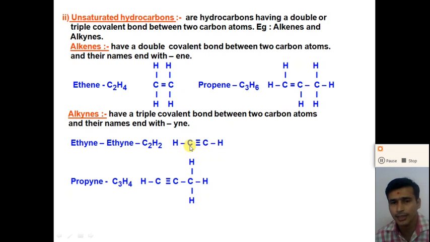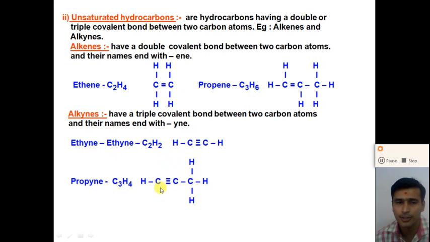So the 3 electrons of the carbon atom make a covalent bond with the 3 electrons of the other carbon atom, but 1 electron is left. This makes a covalent bond with the hydrogen atom, right? So here the molecular formula is C2H2, and the name is ethyne, right?